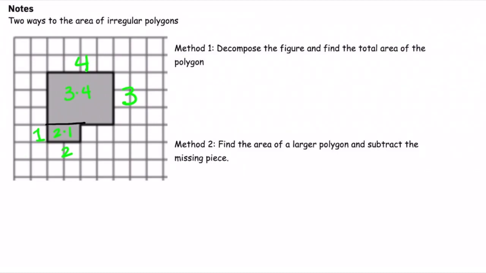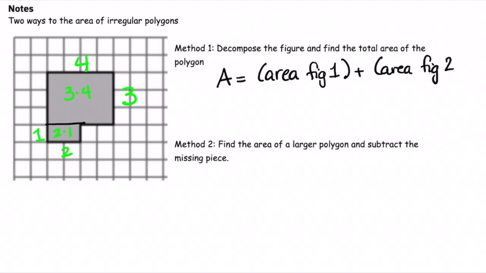So here's how I would write it down. All I'm doing is finding the area of figure 1 and adding the area of figure 2. And you try not to have more than 3 pieces, otherwise it just becomes really redundant.